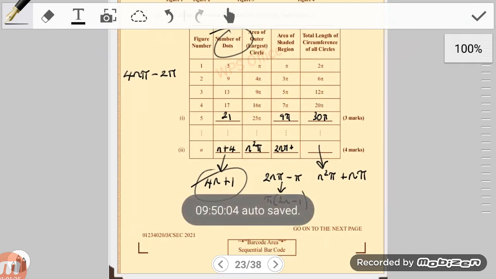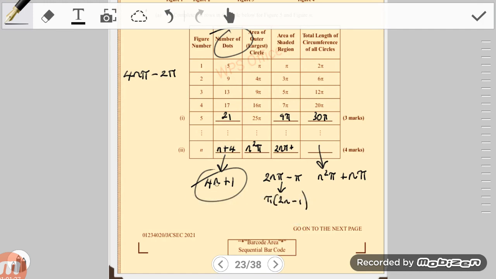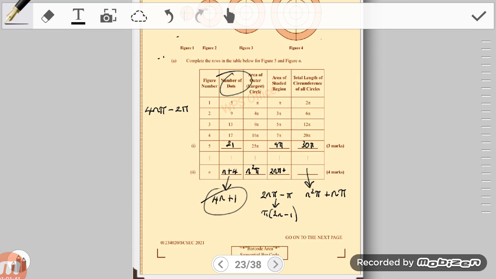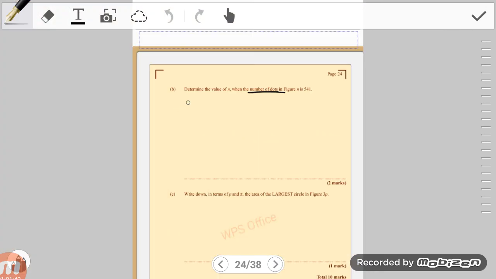And do we have a number of dots formula? We do. We could use 4n plus 1 or n plus 4, as I said before. So either way works. We're going to work it both ways for you to see. So 4n plus 1 is equal to 541, and n plus 4 is equal to 541.